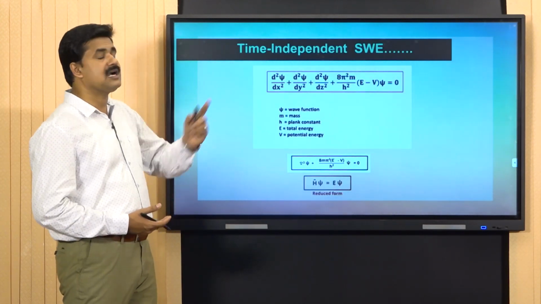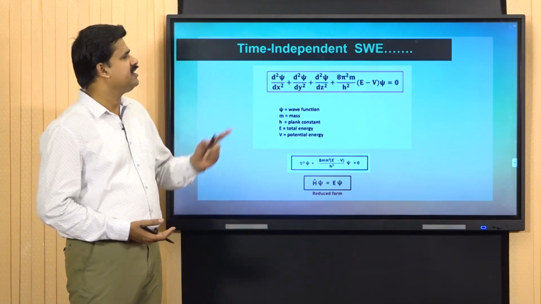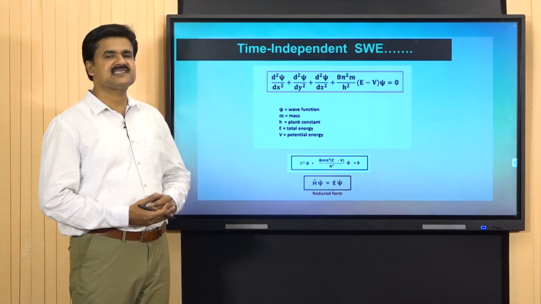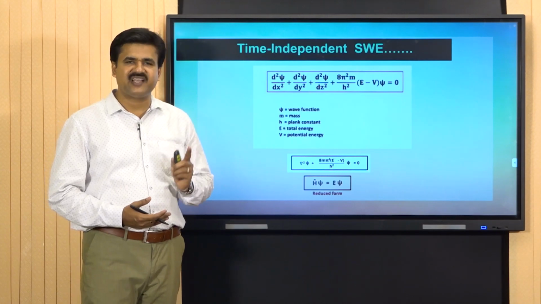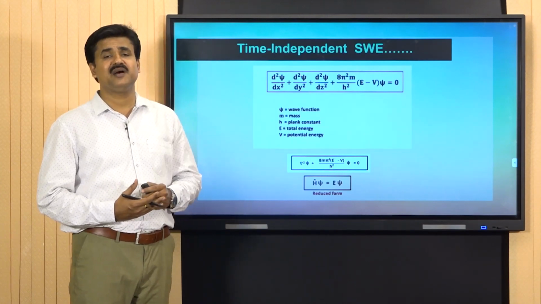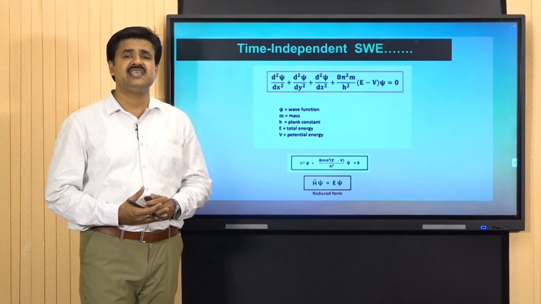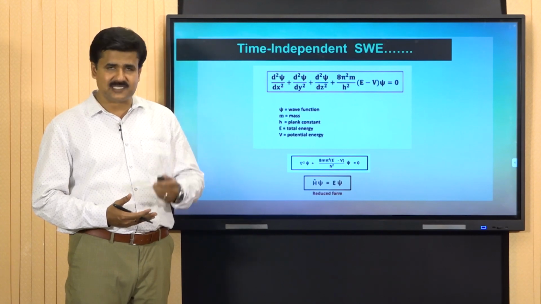Moving on to the complete form of time-independent Schrodinger wave equation. This is the complete form, that is dou square psi by dou x square plus dou square psi by dou y square plus dou square psi by dou z square plus 8 pi square m by h square into E minus V into psi is equal to 0.